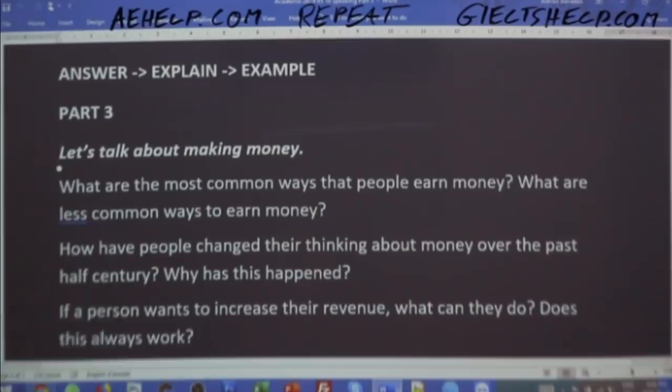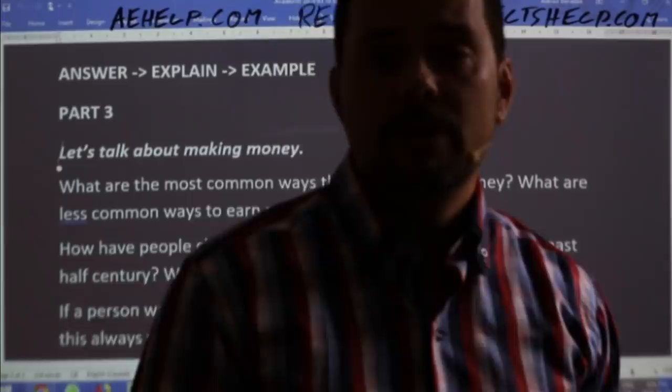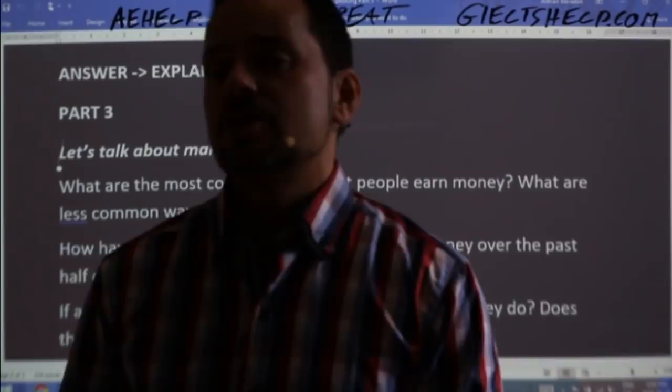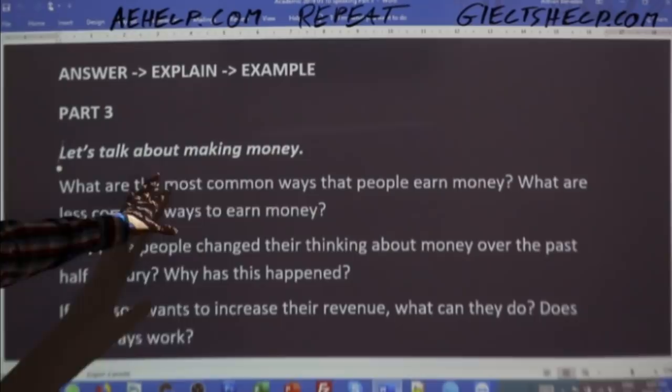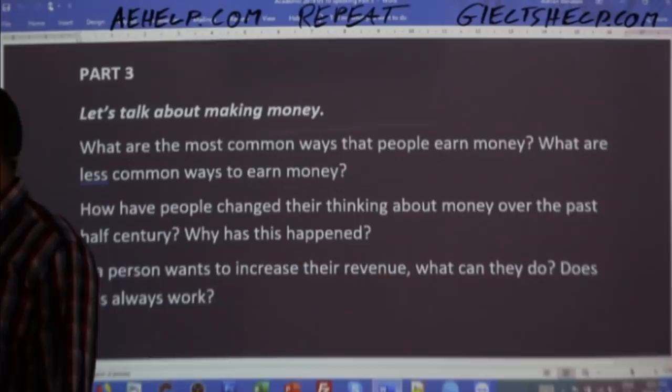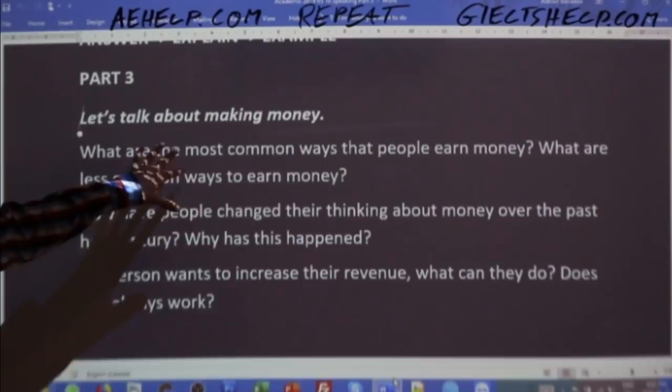The examiner will say something like, that is the end of part two, and now I will continue with part three. For part three, I will ask you some questions related to the topic of part two. Let's talk about making money. It's kind of an interesting one for today. So you notice that part three has these double questions.